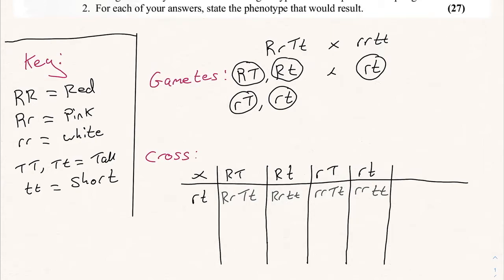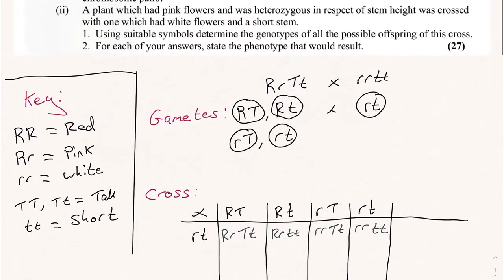Now, always double check it, just to be sure. It's very easy to make a mistake in one of these genotypes. And I think we're okay. Yeah, we are. So look, we have the first part of the question done there, okay? The question reads, using suitable symbols, determine the genotypes of all possible offspring. Okay, look, so we have that part done.